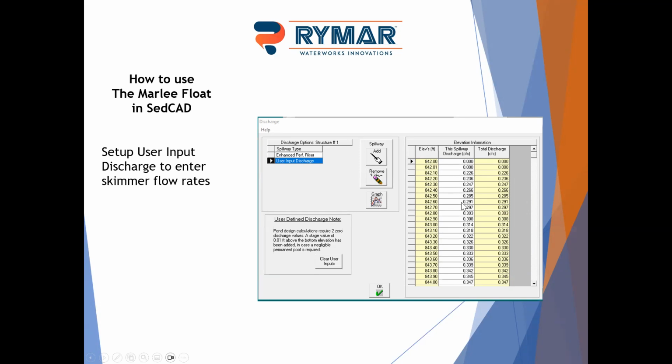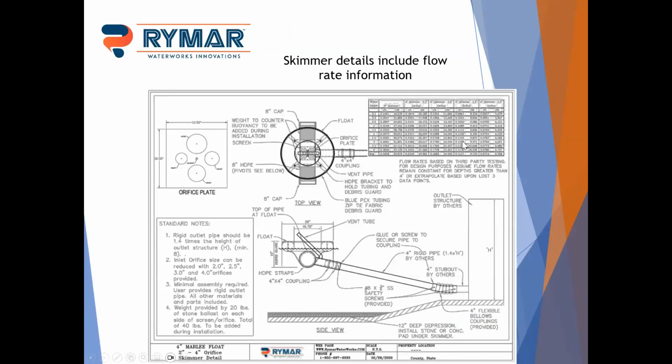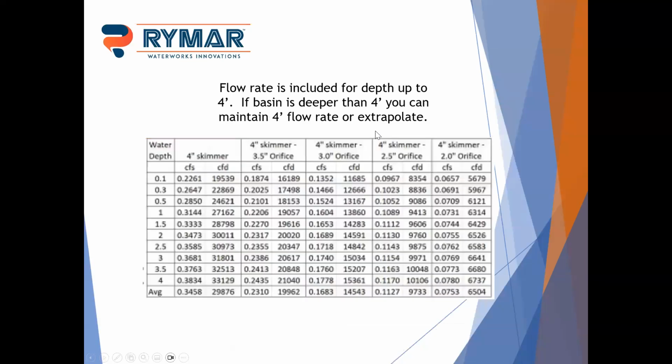Now, you're not going to have to interpolate between each point at every 0.1 elevation. So at the bottom, 842, you've got 0. At 0.1, you're going to have a value. That value is going to come off the skimmer detail. There's a chart on all the details with the flow value, and it's at 0.1, 0.3, and then every half a foot. This will blow up the table. So it goes from 0.1 to 4 feet deep.